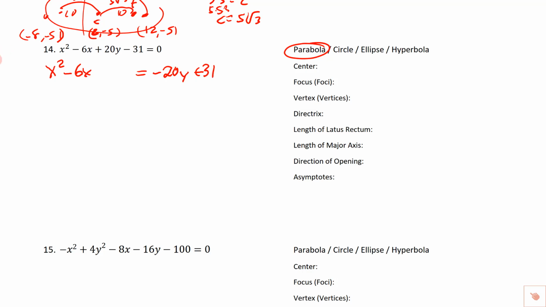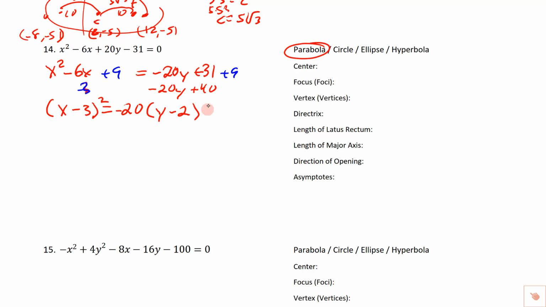And then we're going to take half the middle coefficient. So that's going to be a negative 3. And then we're going to square that. So that's going to be a plus 9. So when I add 9 on this side, I have to add 9 on this side. So then we've got x minus 3 quantity squared. And this is going to be negative 20y, and then this is going to be plus 40. And then I need to factor that out. So this is a negative 20. I need to see what that y is all by itself. So if I take the y, and then if I take out a 20, what that means is I've got a negative 2.